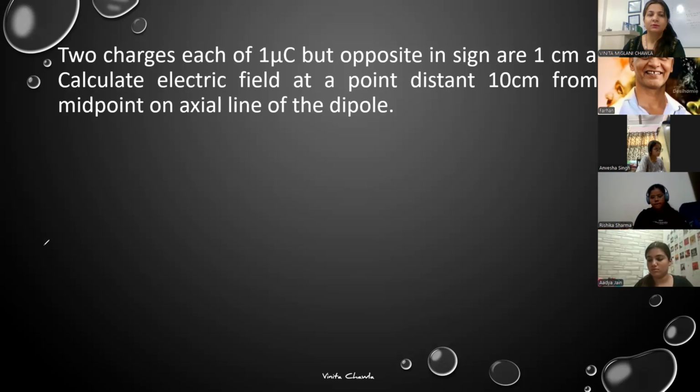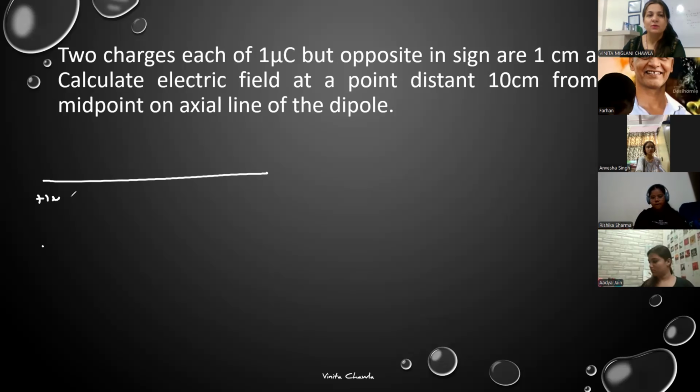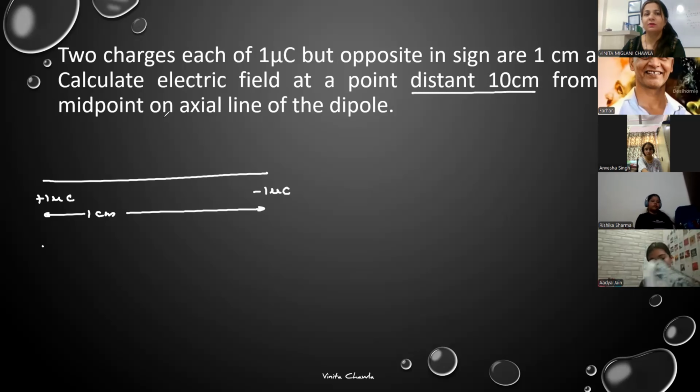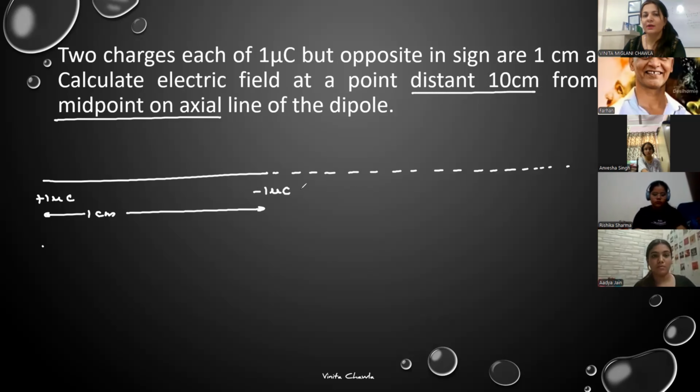So we have a dipole here. Just draw the dipole first. One charge is positive 1 microcoulomb, the other charge is negative 1 microcoulomb, and the distance between these two charges is 1 centimeter. So this is your 2a. And we have to find the electric field at a point distant 10 centimeter from the midpoint on the axial line. So this is the axial line. This is the midpoint of the electric dipole. Let this point be A and this point be B. From the midpoint, we have to find the electric field intensity at a distance 10 centimeter.